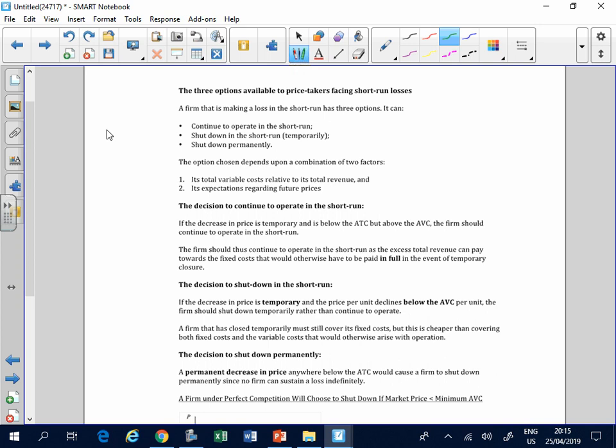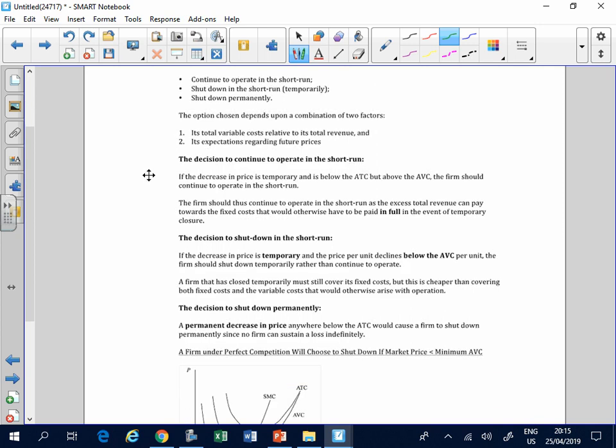Okay, we spoke about this already. This is where we said, is it going to be better to shut down, to close permanently, whatever the case may be. So we've already talked about continuing to operate in the short run. That's where you at least have something greater than average variable costs. You don't have enough resource to pay for all of the fixed costs, but you have enough to at least put a dent into it.